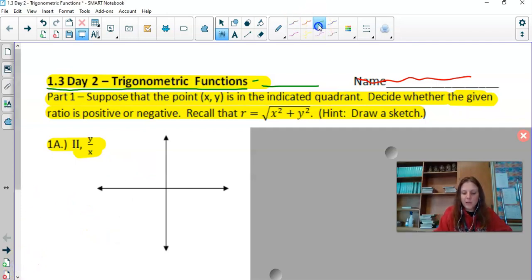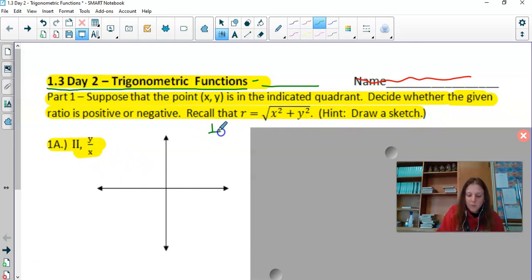So if I read the directions, it says that a point XY is in the indicated quadrant. So in this case it's in quadrant 2. Decide whether the given ratio is positive or negative, and it says to recall that R is going to equal the square root of X squared plus Y squared. The hint is to draw a sketch. So let's go ahead and do that.